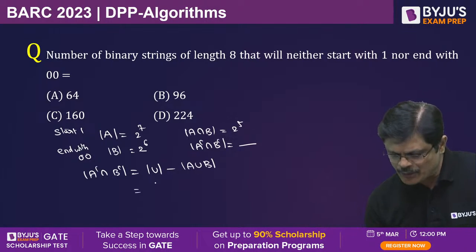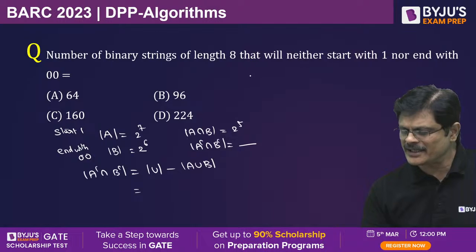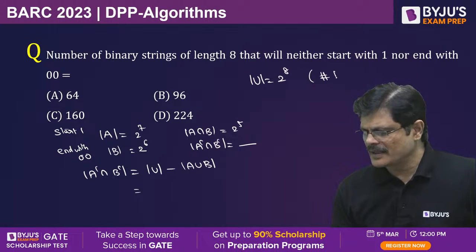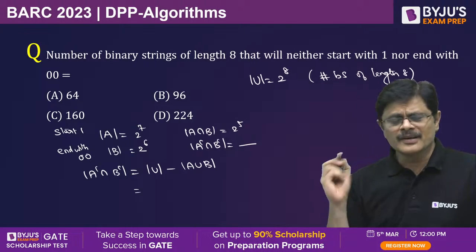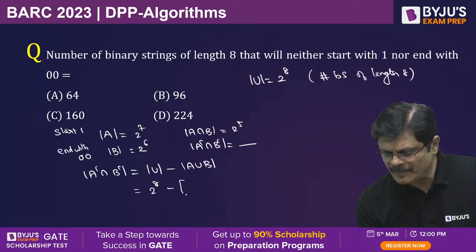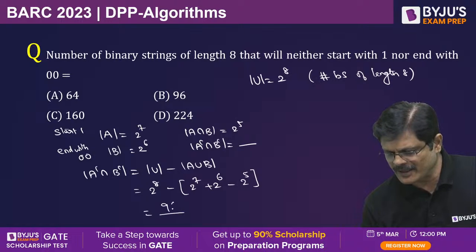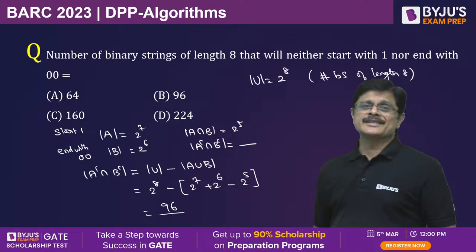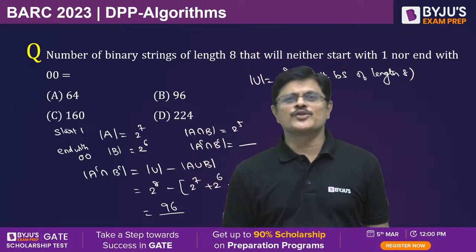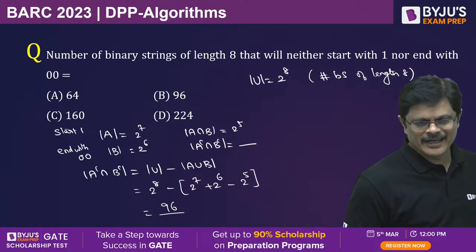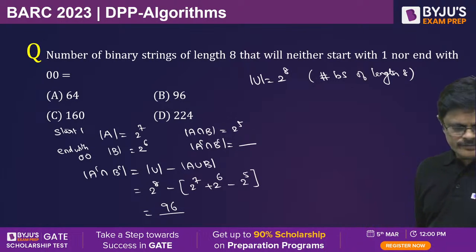Then what is A union B? Total is the number of binary strings of length 8, that is 2 power 8. Whereas A union B means number of elements in A plus number of elements in B minus number of elements in A intersection B. Simplify to get the required answer, which is 96. See, sometimes problems look very simple, but when you solve, you will understand the actual difficulty in that particular problem, my dear friends.